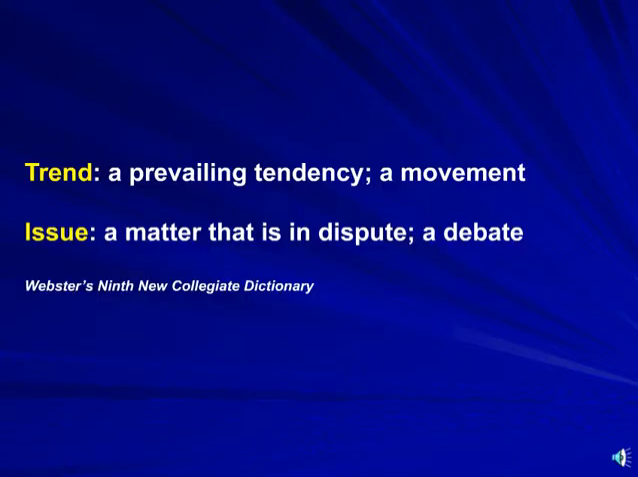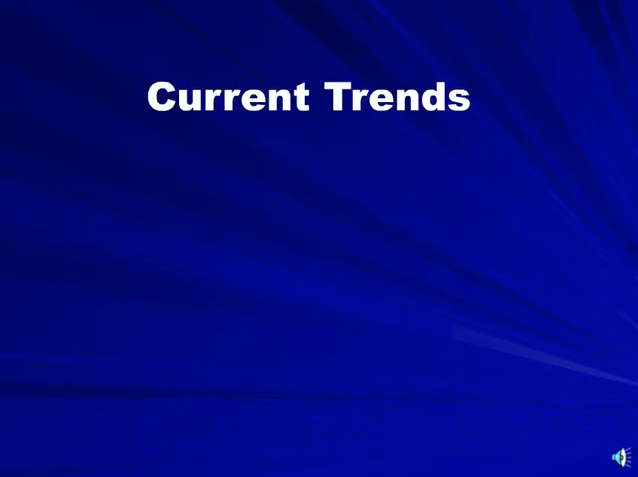Here's the definition of a trend and the definition of an issue according to a collegiate dictionary. A trend is a prevailing tendency or a movement. In other words, it's an idea that sort of seems to be the norm at the time. An issue, however, is a matter that's in dispute. We're going to make arguments for or against it. In other words, it's a debate, just like the ones that we've been having. I'll give you some examples of current trends in curriculum.